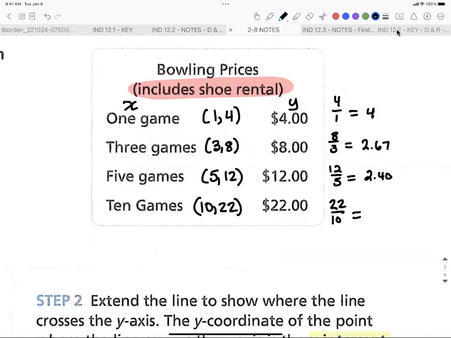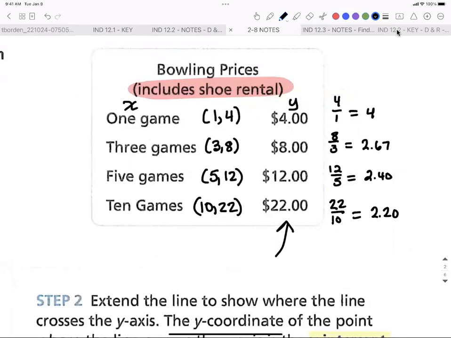$22, 10 games. That is $2.20 each. So is this proportional? No. So that tells us that the B is not 0. So that means, think about what the B is. It's your y-intercept. Your Y is your money.